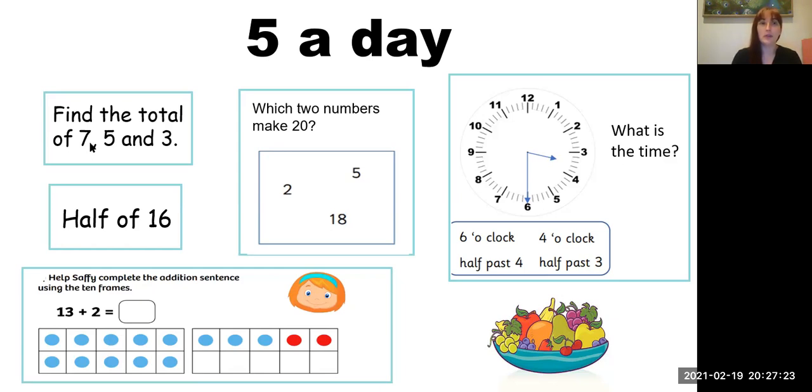So I would do 7 and 3 first, because that makes 10, and then I know I've just got to add 5 on. And 10 add 5 is 15. 15 is my answer for that one.